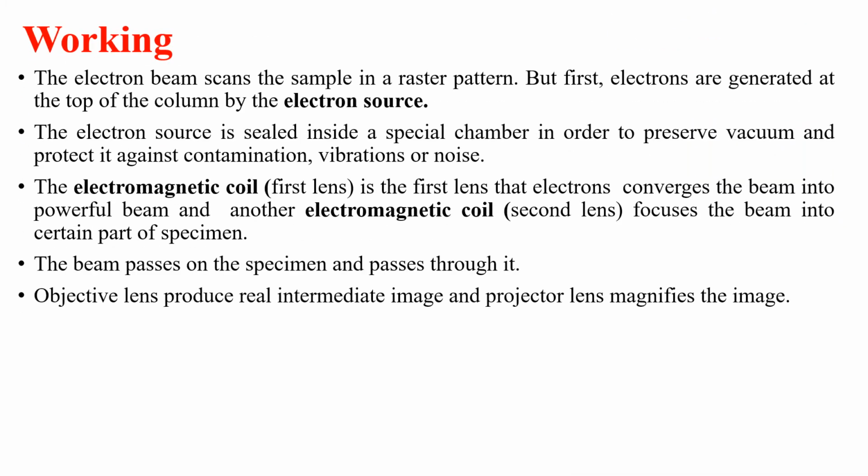So let's see its working. The working of TEM and SEM is the same, like the electron beam scans the sample in a raster pattern. The electrons are generated at the top of the column by the electron source. After that, they are focused into a small, thin, coherent beam by the use of a condenser lens, and this beam is restricted by a condenser aperture, which excludes the high angle electrons.